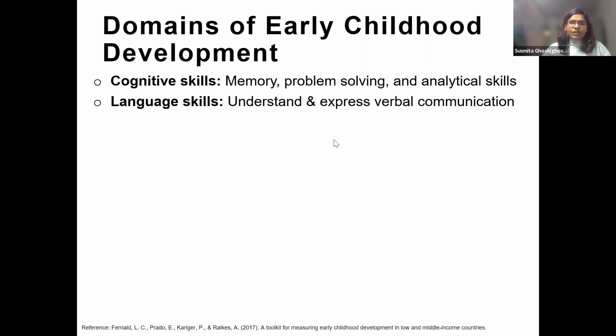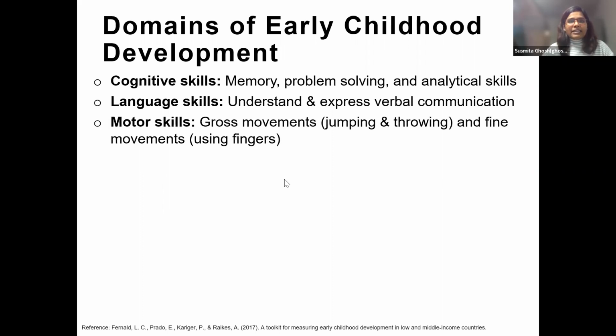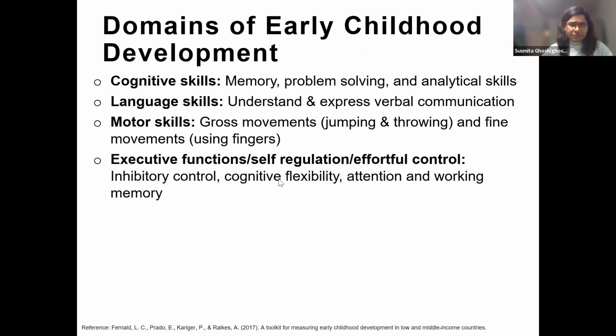And then the language skills. The language skills are the ability of a child to understand and express verbal communication with their parents or with others. And the motor skills are the gross movements such as jumping and throwing, and fine movements such as the ability of a child to use their fingers.